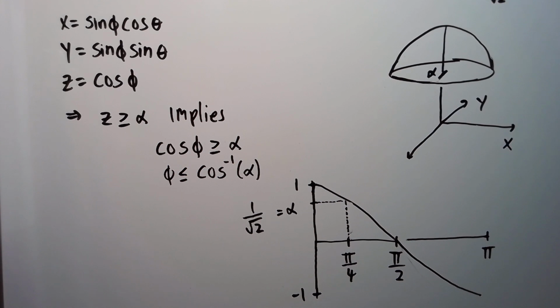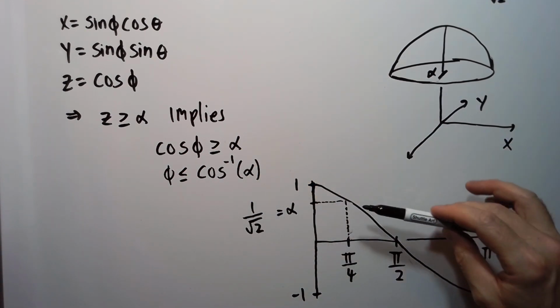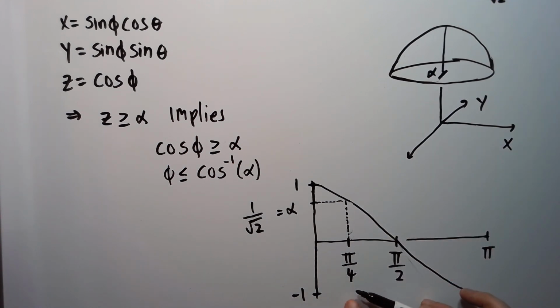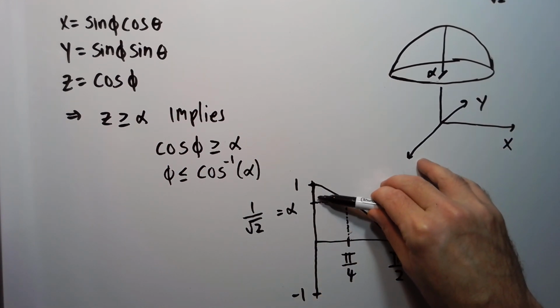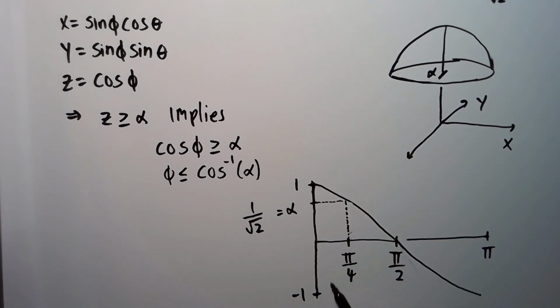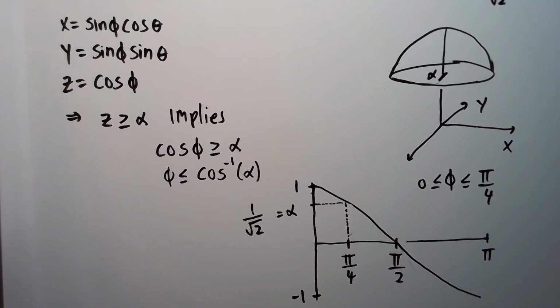But now we have the restriction that z is greater than or equal to alpha. So I put alpha up here on the y-axis. And alpha again is 1 over square root of 2. So when I do inverse cosine of alpha, we showed it was pi over 4. But you can see that to the left of pi over 4, the y values are bigger than alpha. Okay, that's why I chose 0 to pi over 4. So therefore we can say that our phi is between 0 and pi over 4.